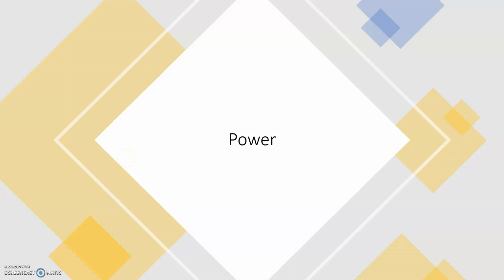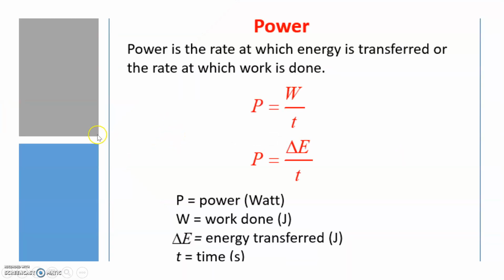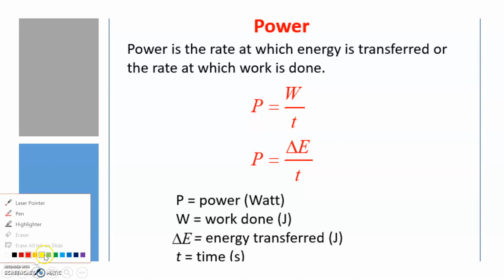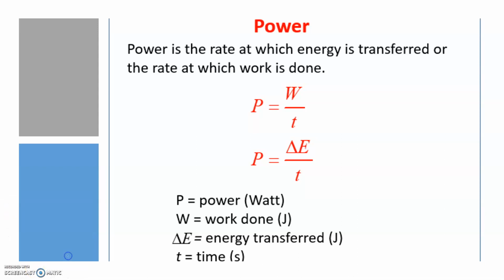Alright, our last segment of this unit is talking about power. Power is the rate at which energy is transferred or the rate at which work is done. So if we're talking about rate, that's how fast or how slow something's done. So we are considering time as part of this equation. This is the first time in this unit that we're now thinking about time.